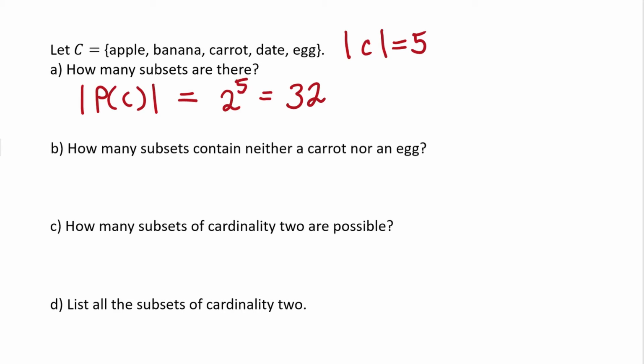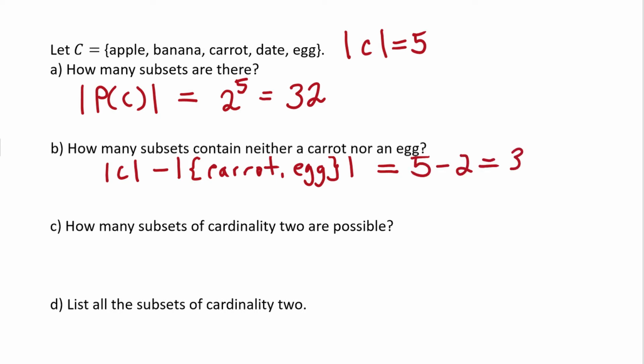Part B. How many subsets contain neither a carrot nor an egg? What we need to do now is reduce the set size, so we'll go from the cardinality of the set, and then subtract the cardinality of the set that contains a carrot and the egg. And so this becomes the arithmetic problem of 5 minus 2, or 3.